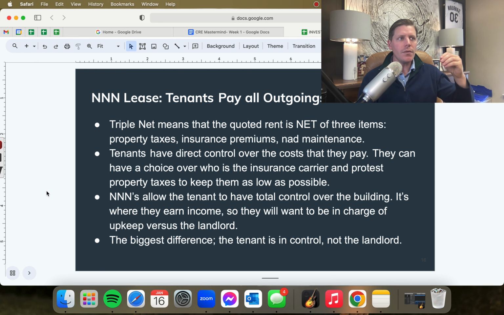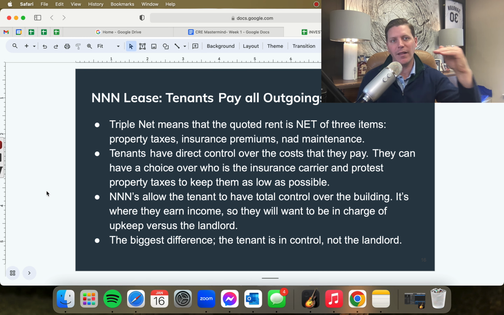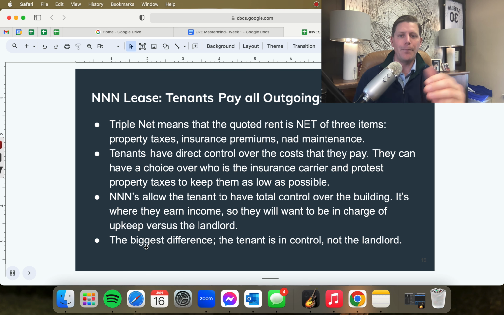And so that just is a bad move for Dr. Smith, to have the landlord pay for all that and keep all that up. It actually makes more sense for the tenant to pay for that upkeep and do all that stuff. In exchange for that, I'll give him a little bit of a lower base rent, okay? So again, you can see at the bottom, the biggest difference here is the tenant is in control, not the landlord, okay?